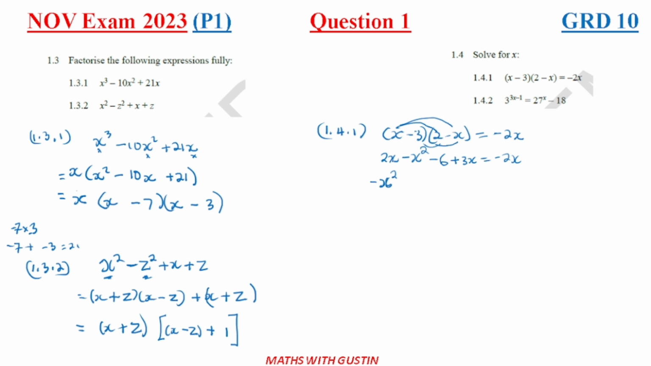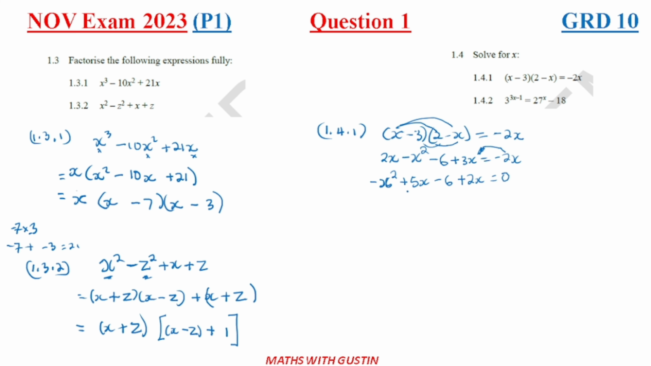Okay, so we have got 2x there, and we've got a plus x here. So 2x plus 3x is going to give us 5x. Then we have got a negative 6 here. Then we take this 2 to the other side here. If it jumps an equal sign, it's going to change the sign. Plus 2x is equal to 0.